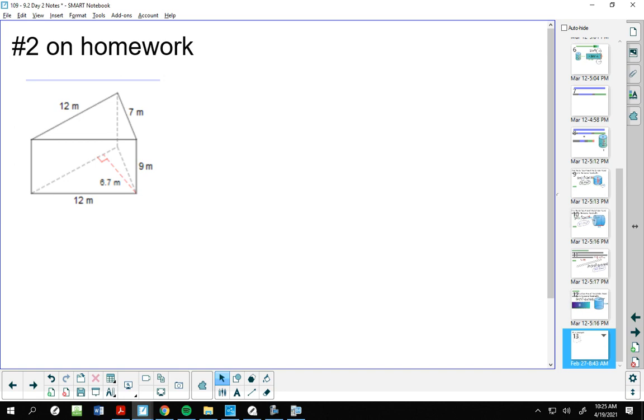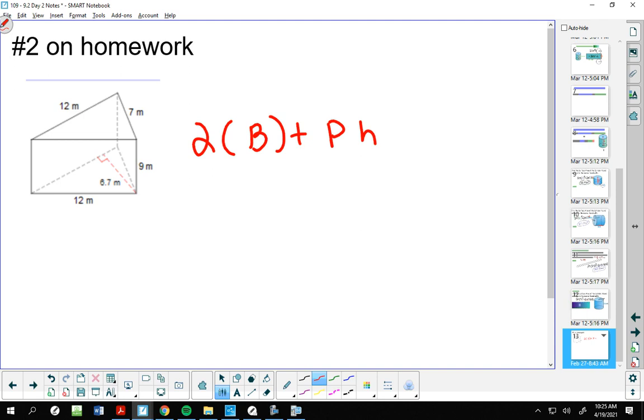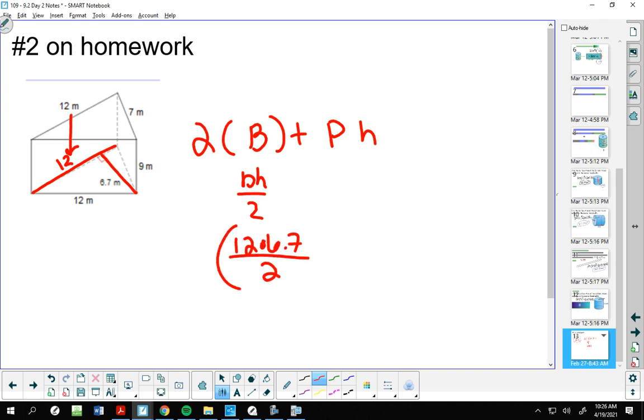Okay, I guess I'll go over this number 2 on the homework for tonight. I don't know that you've seen the height of a prism written like this before. So 2 times big B plus P times H. So when you're finding the area of a triangle, remember it's base times height divided by 2. And to identify the base and the height of this triangle, you want to look what two sides form the 90-degree angle. So the height of our triangle is 6.7, and the base of our triangle is 12. So this would be 12 times 6.7 divided by 2, and that's what big B is.